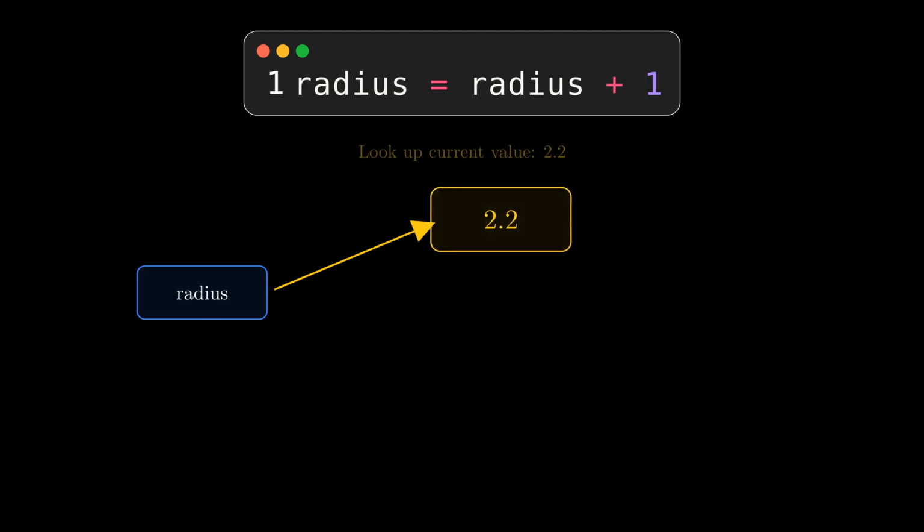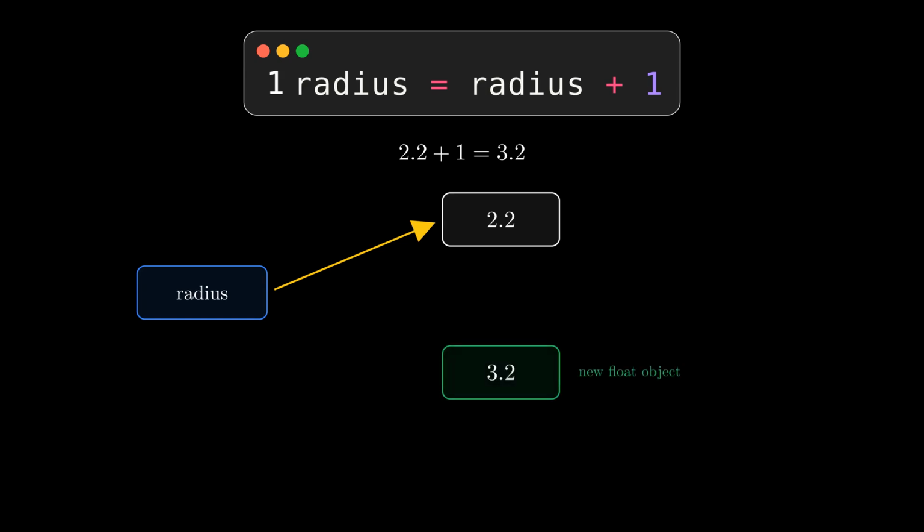Python looks up the current value of radius, which is 2.2. It adds 1, producing 3.2. It creates a new float object in memory holding 3.2. Then it rebinds the name radius. The arrow moves from the old object to the new one.